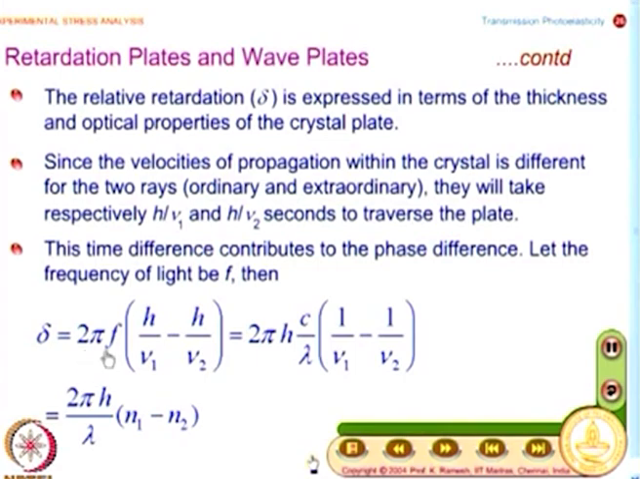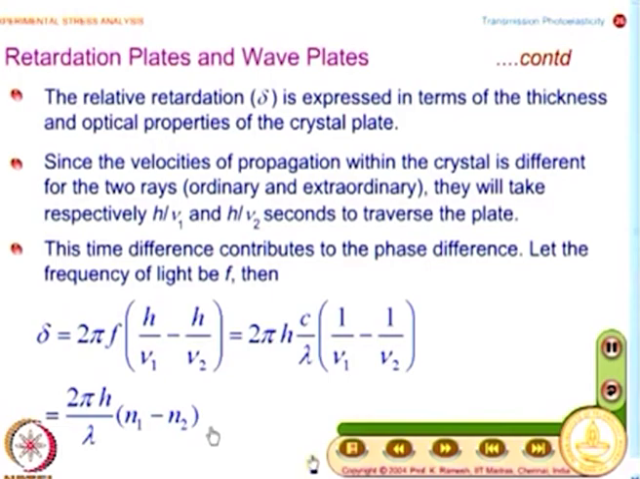So, I have this as 2 pi f into (h by V1 minus h by V2), and I can rewrite f as c by lambda, where c is the velocity of light, and we have already seen that c by V1 and c by V2 can be written as n1 and n2. These are absolute refractive indices, and you have to note a very important observation on this expression. I have the expression for delta. This is given as 2 pi h by lambda into (n1 minus n2).